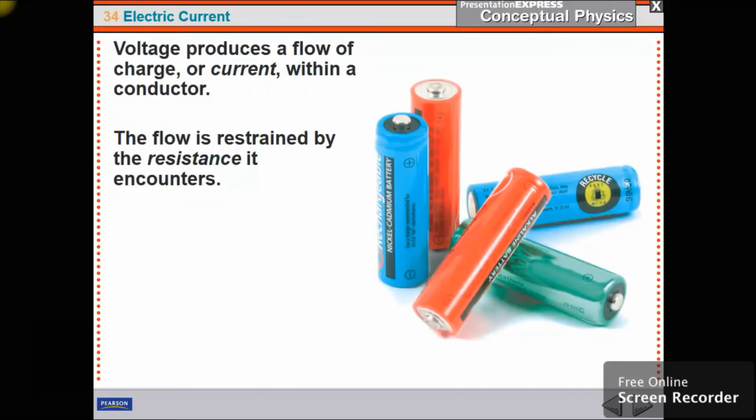So last week we talked about voltage. Voltage produces a flow of charge, or current, within a conductor. The flow is restrained by the resistance it encounters. So let's talk about those concepts.